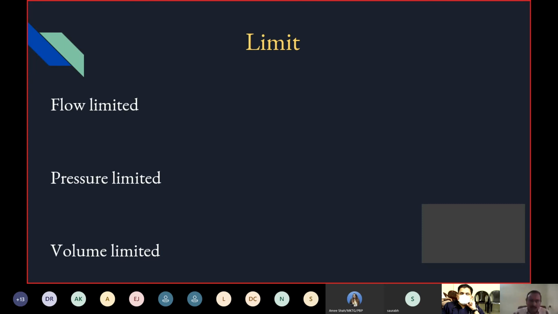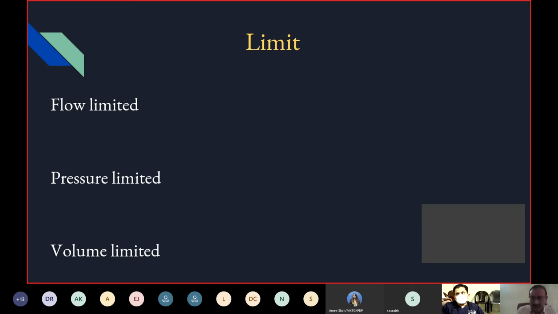So when you say limit, it is how the flow is limited, how the pressure is limited, and how the volume is limited during that inspiration. That doesn't mean that at the end of the pressure limit, it will cycle off to expiration. It just tells you that pressure can reach only this much, volume can reach only this much, flow can reach only this much.